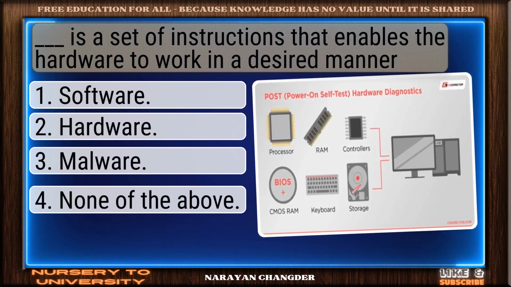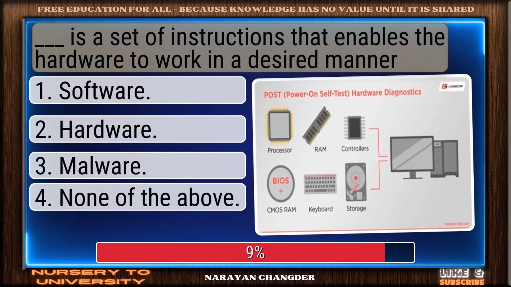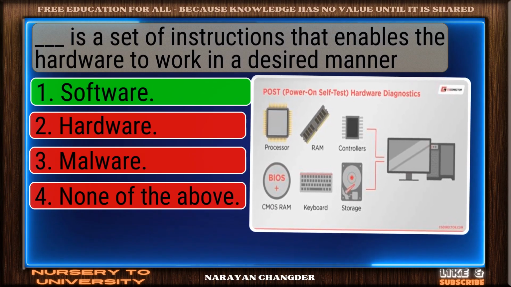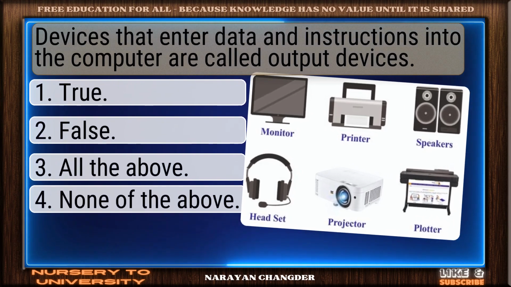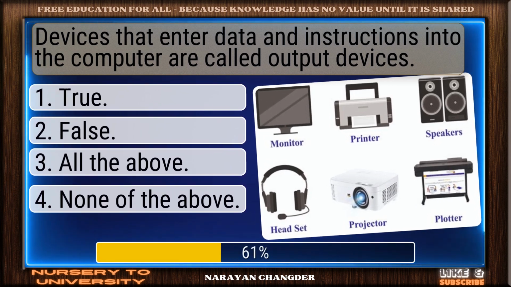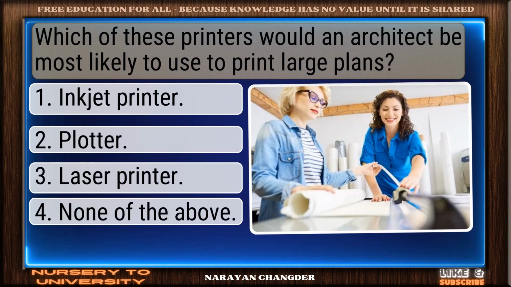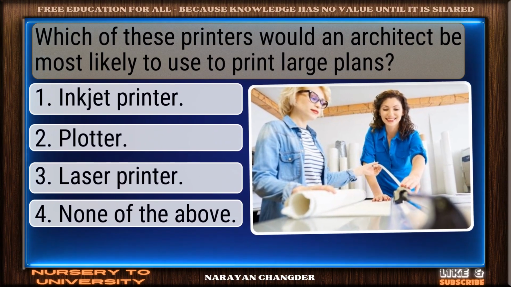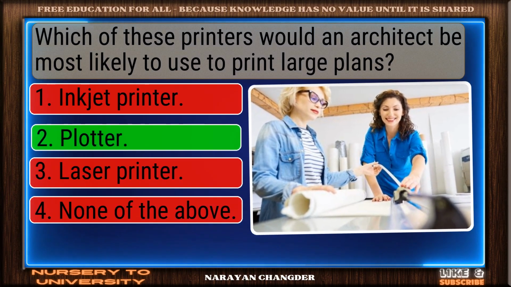Dash is a set of instructions that enables the hardware to work in a desired manner. Well done. Software is the right choice. Devices that enter data and instructions into the computer are called output devices. Smart pick. False is the correct choice. Which of these printers would an architect be most likely to use to print large plans? Valid point. Plotter is true.